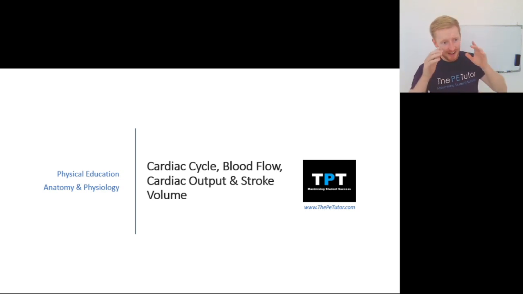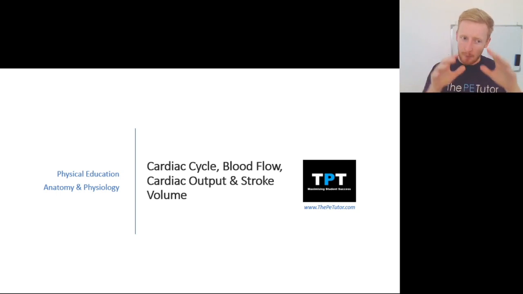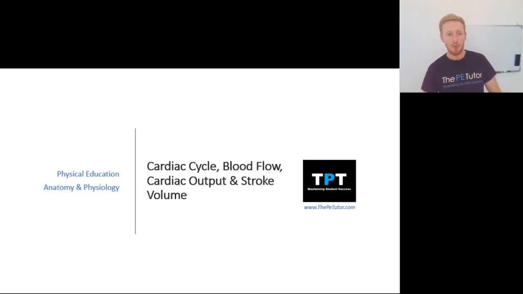Today we're going to be looking at some anatomy and physiology, more specifically cardiac cycle, blood flow, cardiac output and stroke volume and the relationship between those three things. So it's going to be a good one, probably running for, I'm aiming for 45 minutes, but we'll see if we come under or over that, but that's the goal at least. So we're going to dive straight in.